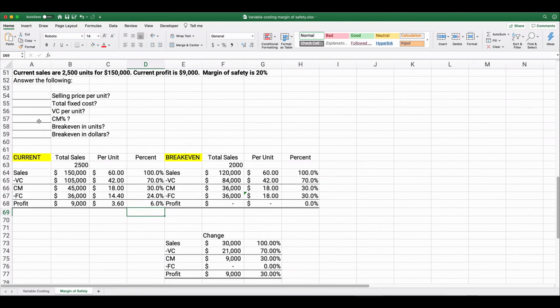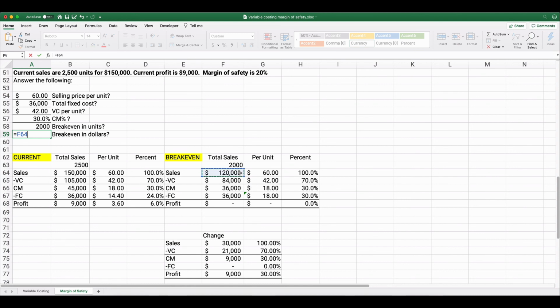So let's fill in the blanks here. What's our selling price per unit? Selling price per unit is $60. What's our total fixed cost? Our total fixed cost is $36,000. Our variable cost per unit is $42. Our contribution margin percentage is 30%. Our break even in units is going to be 2,000. And our break even in dollars is going to be $120,000.